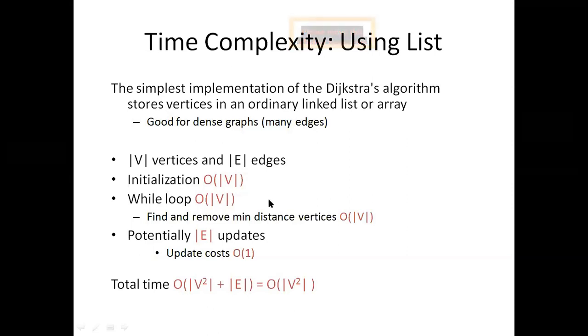Potentially, E updates, that is number of edges updates, when the cost of updation is O of 1. So what is the total time? Total time is O of V square, that is number of vertices square, plus number of edges, which equals O of number of vertices square. Here, if the number of vertices is n, then it is O of n square. Big O of n square is the time complexity of this discussed algorithm.